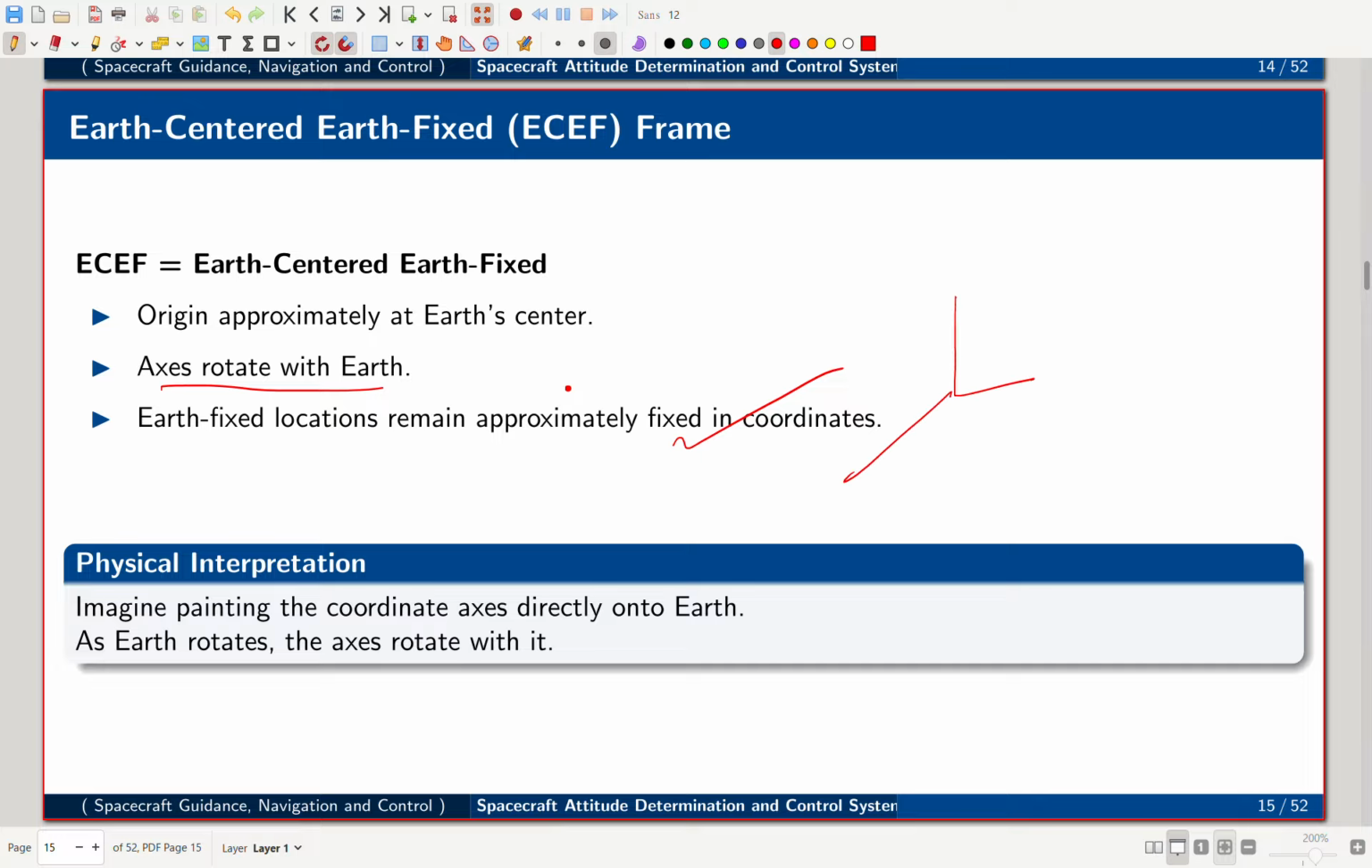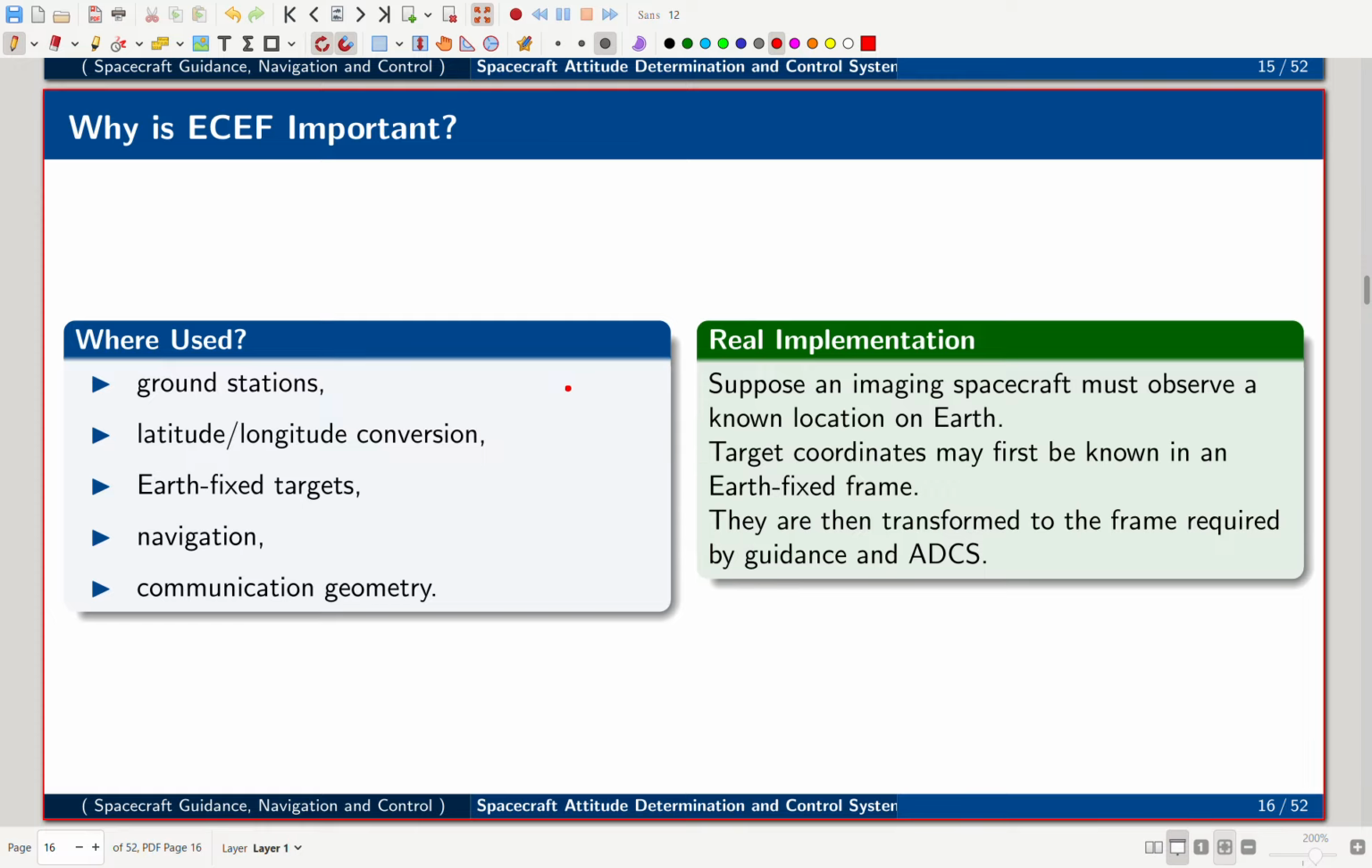So that's very important. The physical interpretation: imagine painting the coordinates directly on the Earth. As the Earth rotates, the coordinates rotate with it also. I think that is correct.